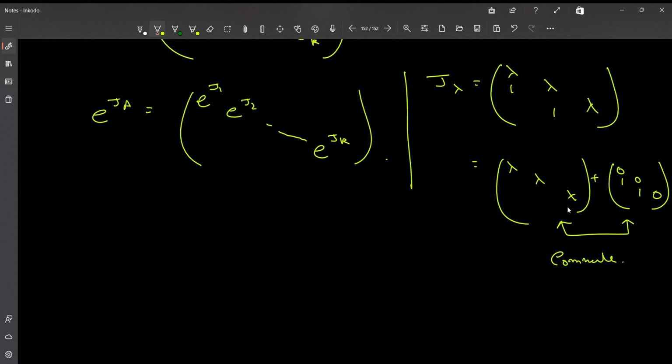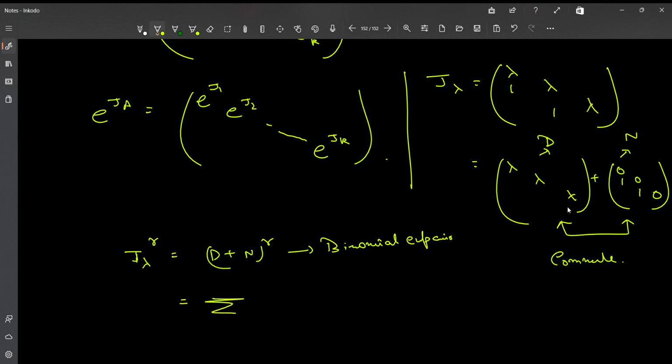So since these two commute, for any power r of J lambda, suppose we represent the diagonal part as D and the other part as N. Then J lambda to the power r is (D plus N) to the power r. We can obviously use the binomial expansion in this case, and expand this as the summation from n equals 0 to r of r choose n, D to the power r minus n, N to the power n.